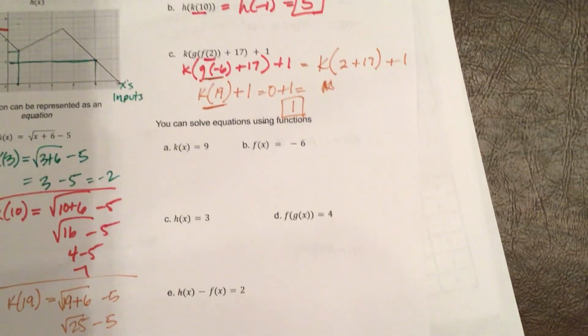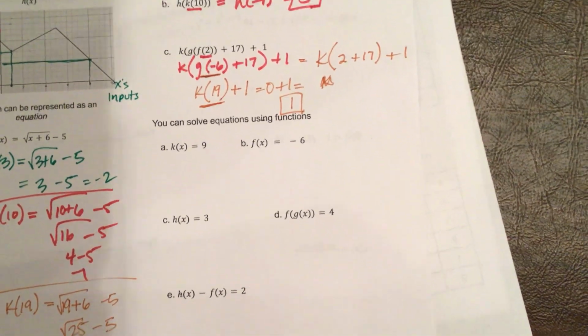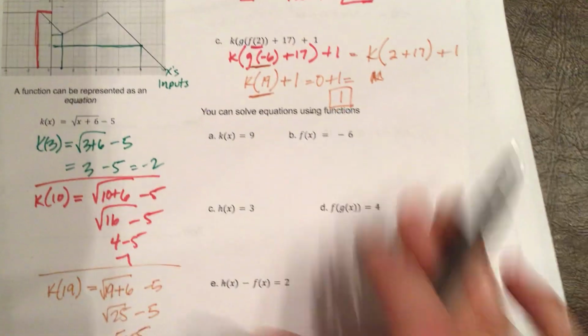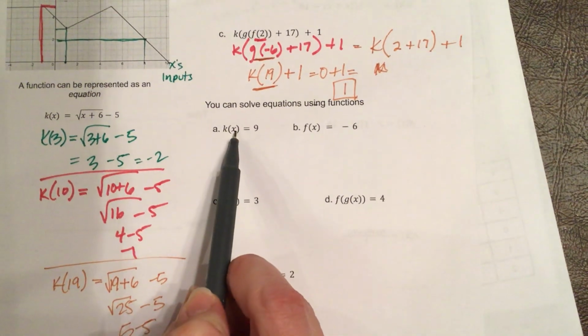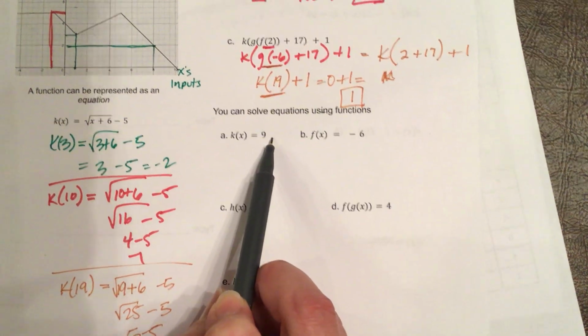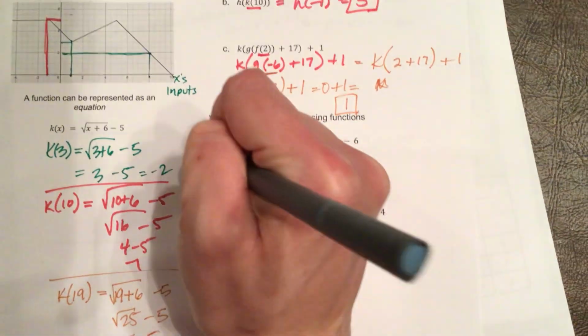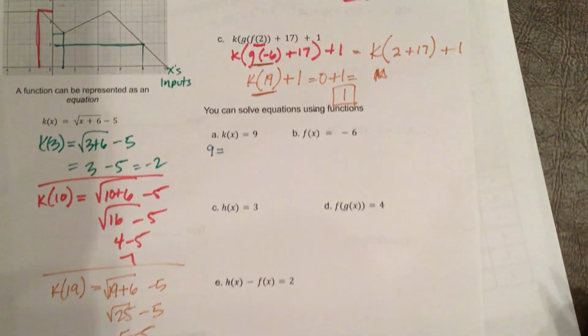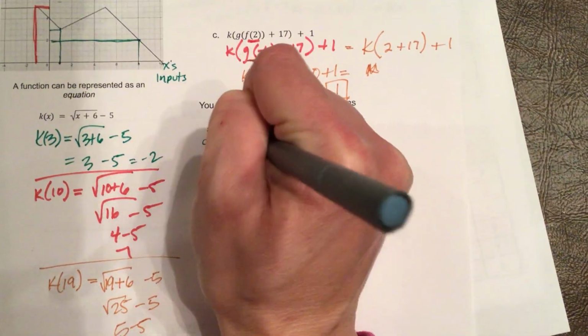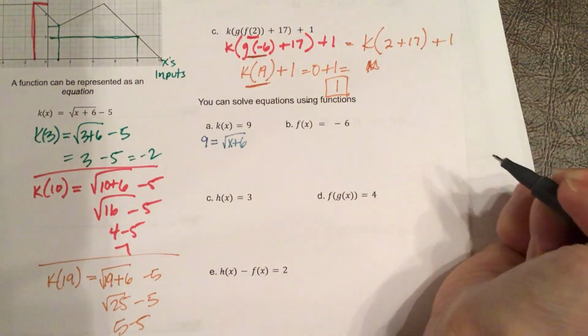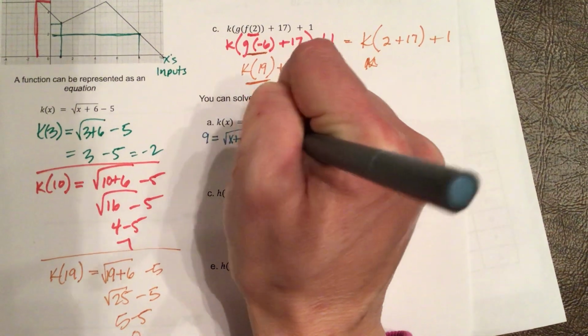My favorite is the solving, which basically means we're switching gears now. Instead of doing inputs, we're talking about outputs. So we're saying, what is the input that gives me an output of 9? In an equation, that's just saying, let's solve for x. So we're going to plug 9 in for k of x. We're saying k of x equals 9: the square root of x plus 6, minus 5. Do you remember how to solve a square root function?